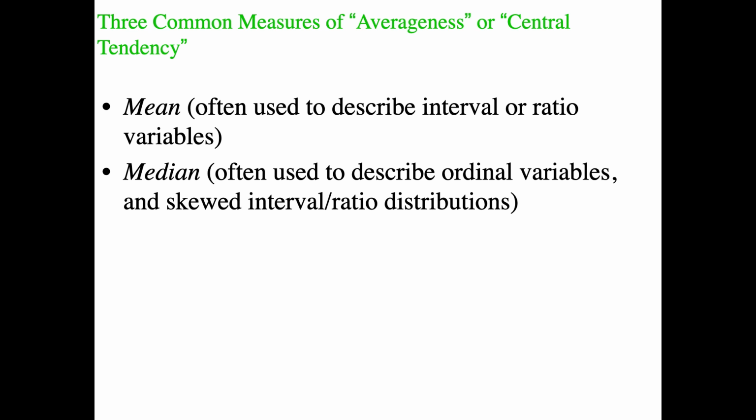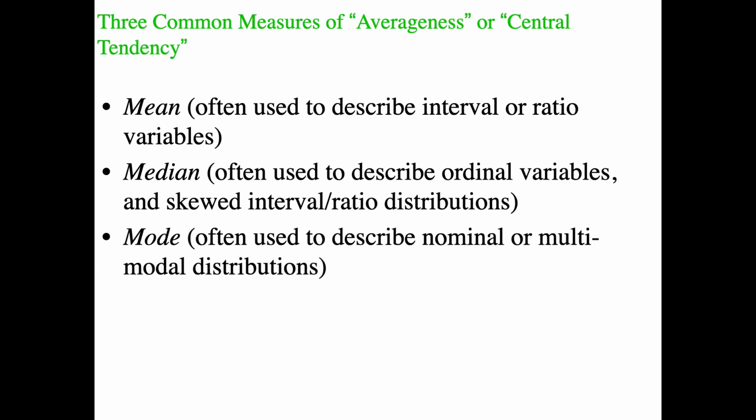And finally, a third measure of averageness or central tendency is called the mode. And the mode is used most often when you have a nominal scale of measurement, so you don't really have any order to the numbers, to the categories. It's also used when you have a multimodal distribution. So when you know that you have multiple peaks in your distribution, it's good to talk about the mode there.